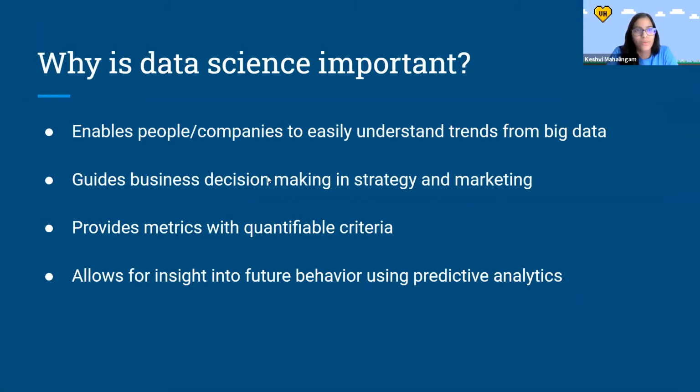Okay, so why is data science important? We discussed earlier that data science is about extracting meaningful insights from raw data. Data science is important because it allows us to translate raw data into meaningful conclusions, and it even allows us to make predictions based off of these conclusions.